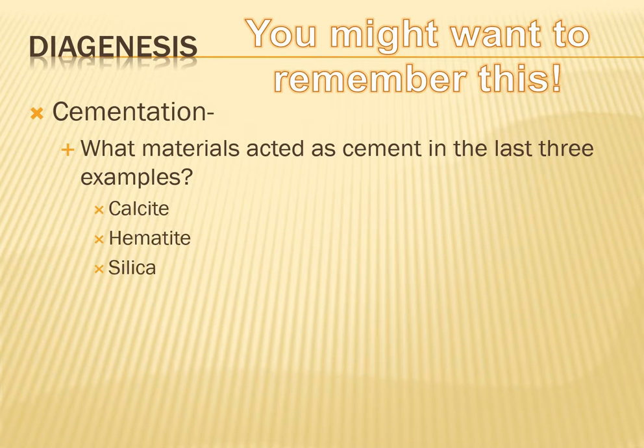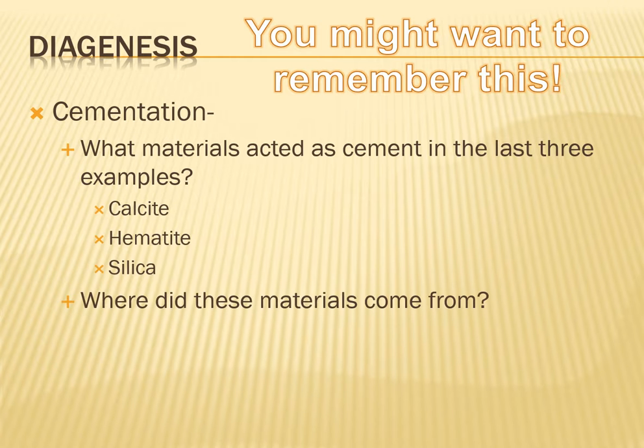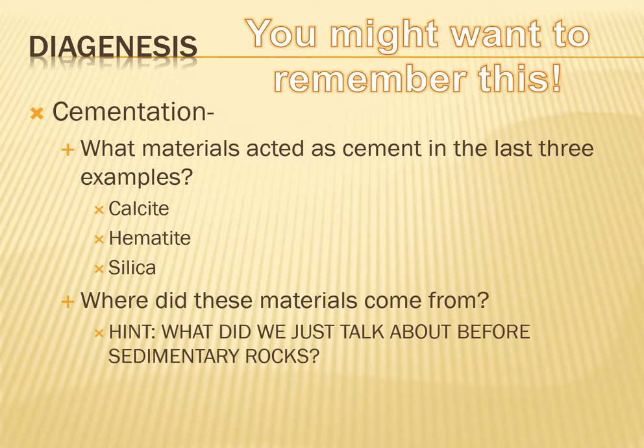Let's think about those. Where do we get calcite and hematite and silica in nature? What processes create those? What about weathering? What weathering process would give us ions that could form calcite? Dissolution of limestone. What chemical weathering process would give us hematite? That's oxidation. And finally, one that gives us silica is hydrolysis.